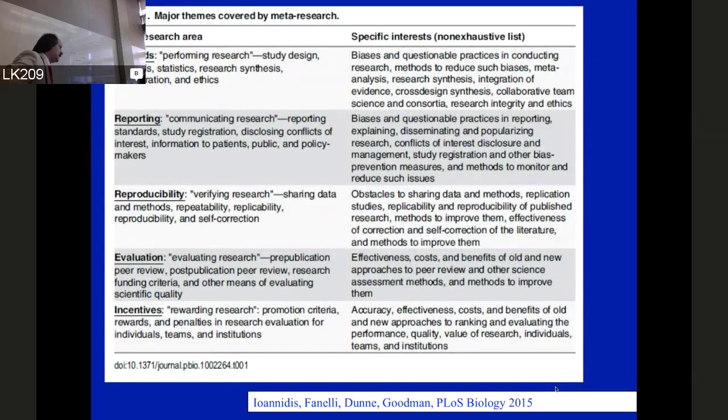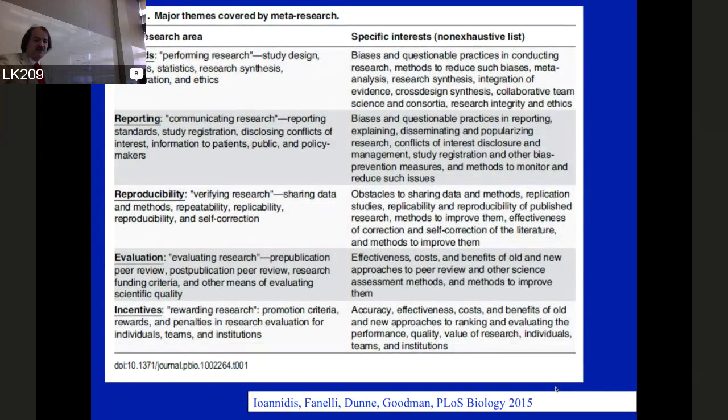Conflicts of interest, how do you disclose them? How do you get rid of them? How do you minimize their impact? Practices like registration of studies and other bias preventive measures. Do they work? What type of studies? How well are they applied? Can they be applied better? Methods to monitor and reduce such issues.